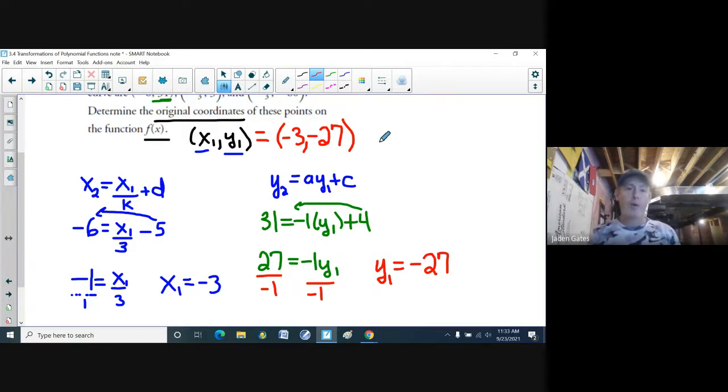Before, with those transformation formulas, we always had x1 and k and d and a and c and y1, and we were always finding x2 and y2. Today we worked the opposite way. We found the a and the k, and we ended up finding x1s and y1s. So we work both ways.